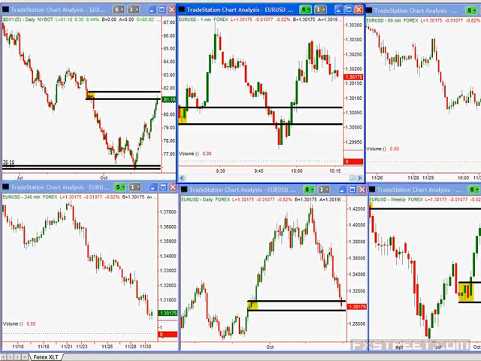Okay. All right. Let's move on. So here is the euro. Let's revisit this little 1-minute chart for a minute, because there's lots of stuff going on.